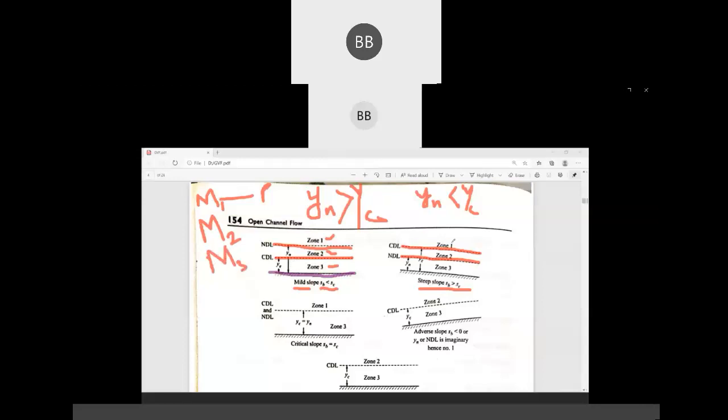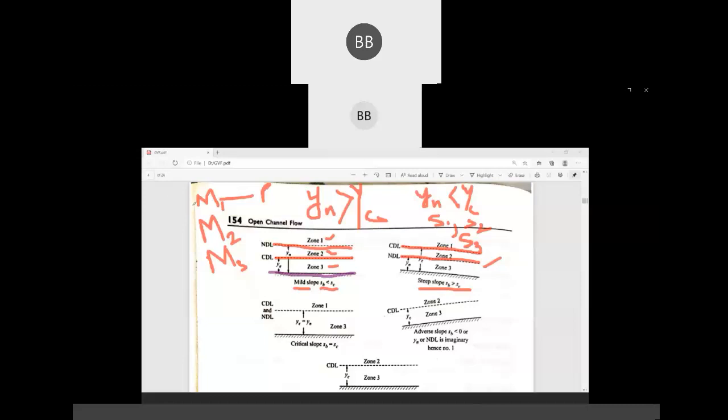And similarly, for steep slope we will have S1, S2, and the last one is S3. Depending on which zone the profile occurs in, we again classify the profile into S1, S2, or S3.